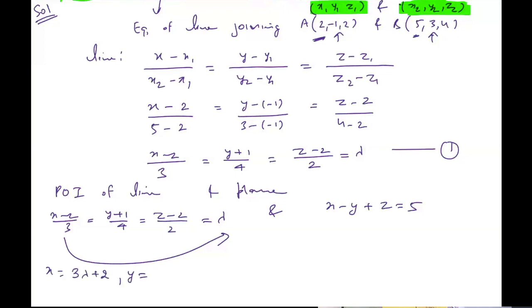Equated to lambda, you will get 4 lambda minus 1. Find the value of z. z will be 2 lambda plus 2. Is there any doubt to anyone?